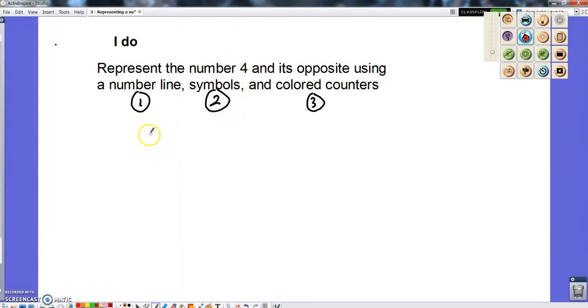The opposite of the number 4 is negative 4. It's just that simple. And I'll show you where this comes from in a sec. So I'm going to show you 3 ways to represent this. So the first thing to do, let's represent it on the number line.